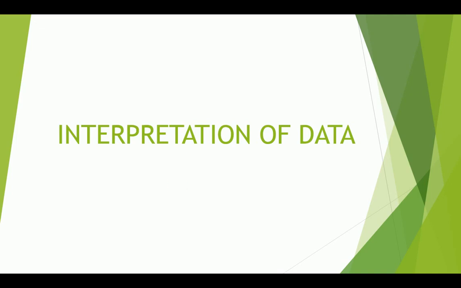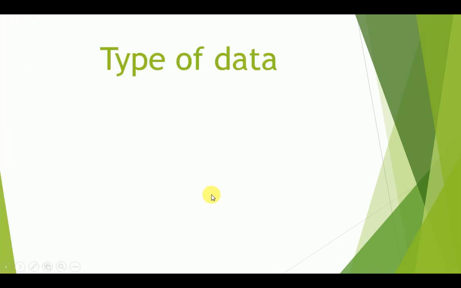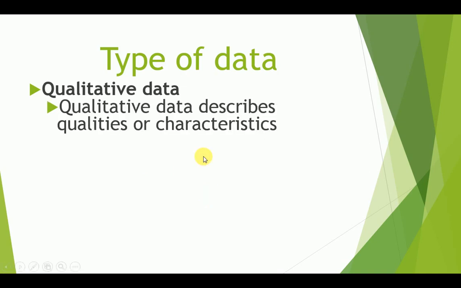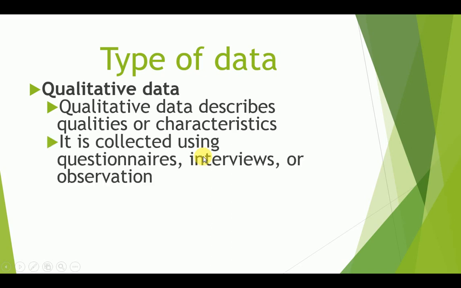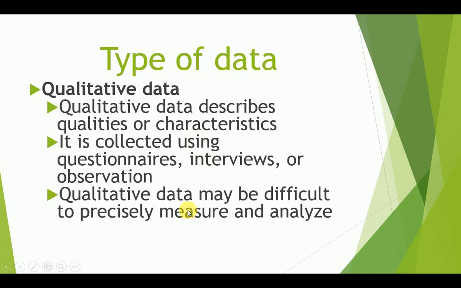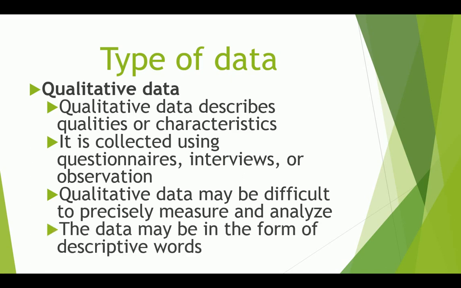While interpreting the data, initially keep in your mind the type of the data. There are two types of the data. First one is qualitative data. Qualitative data describes the qualities or characteristics. It is collected using questionnaires, interviews, or observations. Qualitative data may be difficult to precisely measure and analyze. The data may be in the form of descriptive words.